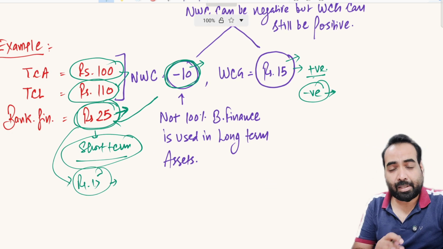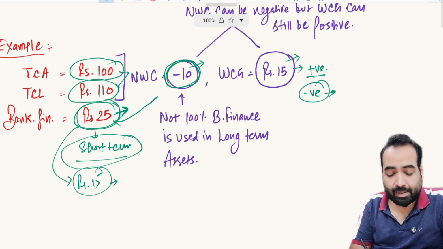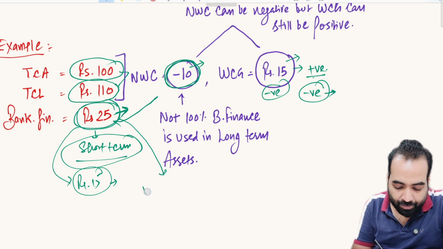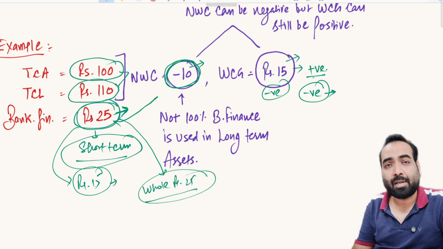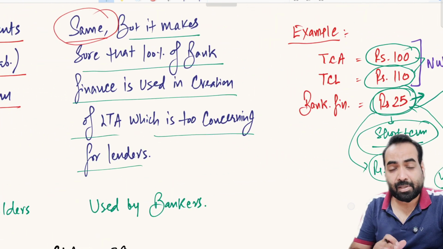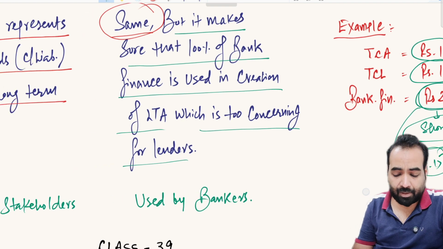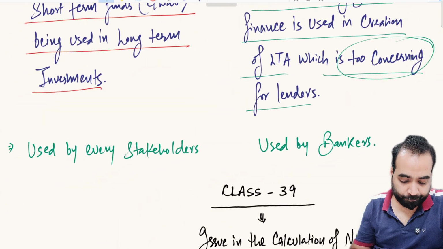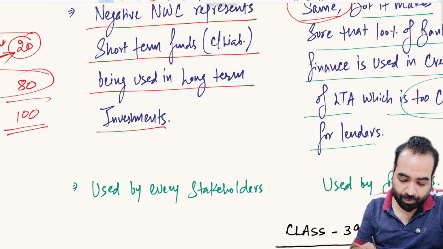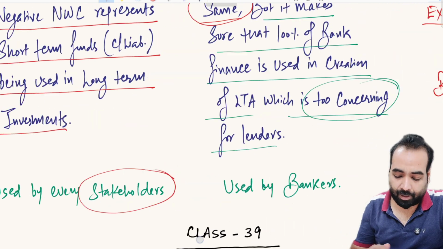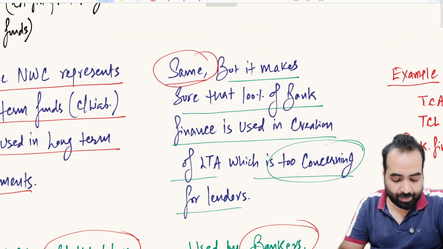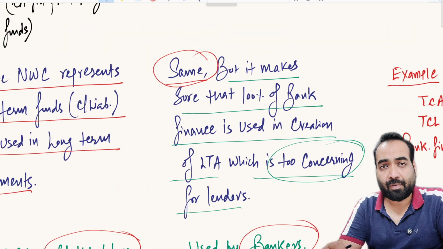The negative NWC represents that. But in WCG, if it comes negative, then it would mean the whole rupees 25 would have been used in long-term assets. Then that means 100% of your bank finance is used in long-term assets, which is too concerning for the lenders, right? NWC is used by every stakeholder in the industry. WCG is used by the bankers majorly, right? So this is the common difference and relationship between these two terms.